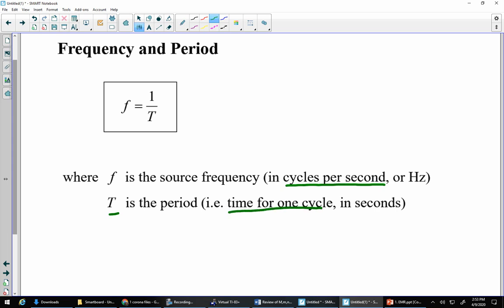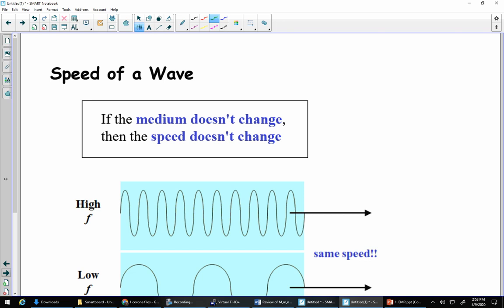Even in those definitions, cycles per second or time per cycle, we know there's an inverse relationship, which leads us to our formula: frequency is equal to 1 divided by period, or period is equal to 1 divided by frequency. It is an inverse relationship. And of course, don't forget period is measured in seconds. Cool, so lots and lots of review here.